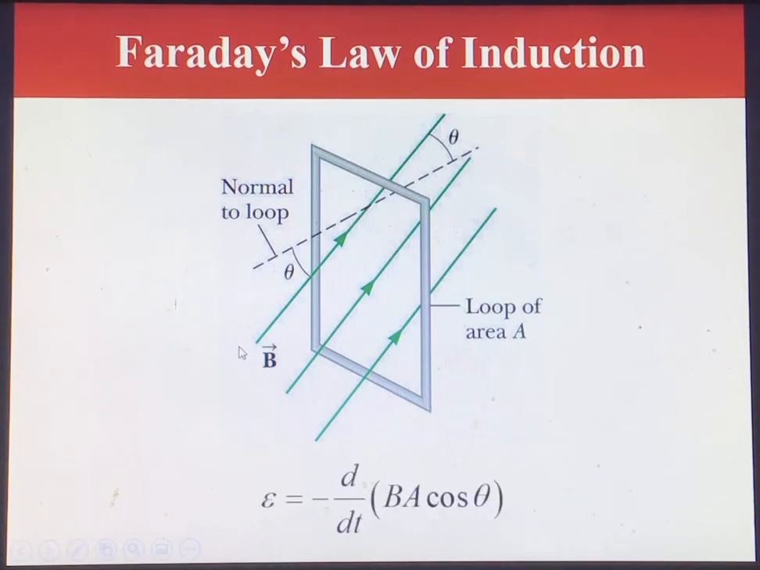Then I can calculate my magnetic flux. My magnetic flux is just B, the strength of the magnetic field, times the cross-sectional area, times the cosine of the angle between the direction of the magnetic field and the direction of the unit vector to this area. So I can calculate the electromotive force that is induced in this loop by taking the negative derivative of this quantity right here.